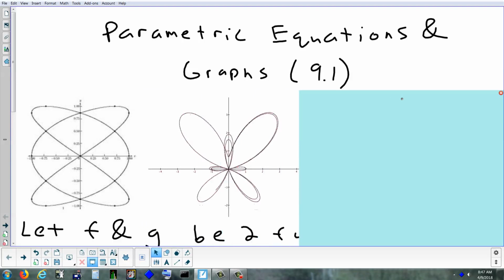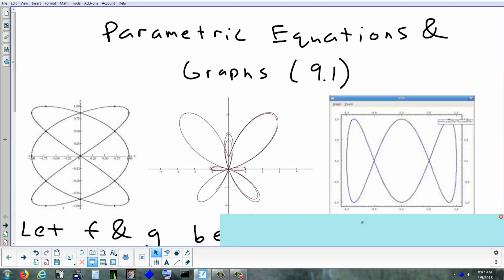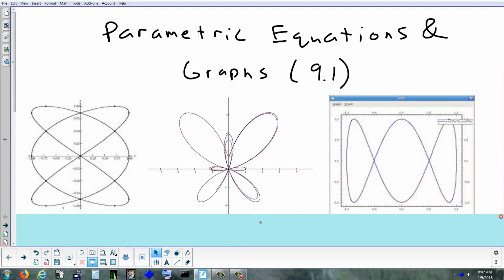Okay, here's another picture. It kind of looks like a butterfly. And again, that's a very difficult picture to draw as a function because it fails the vertical line test. And there's another one, a little simpler than the one before it. Okay, but we're going to start looking at all different kinds of graphs you've really never seen before.